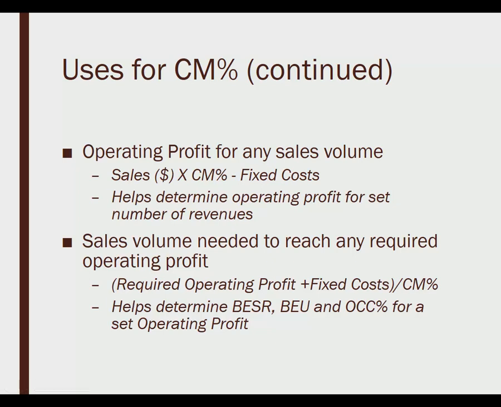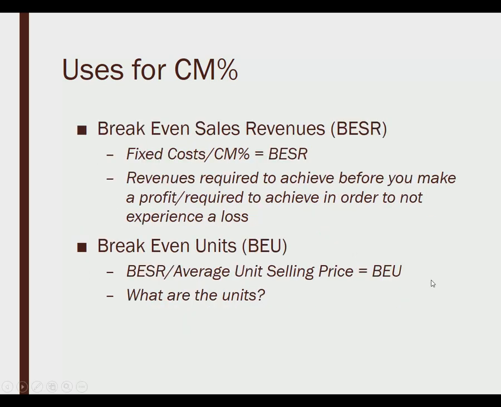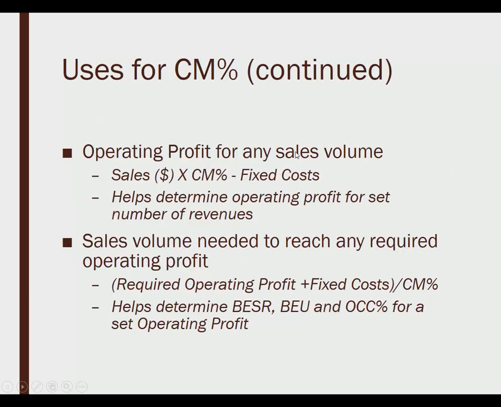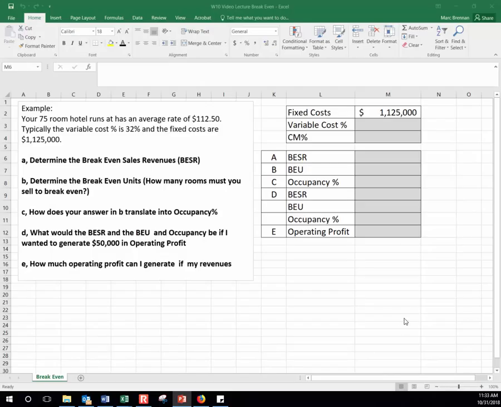We can also figure out a sales volume needed to reach any required operating profit, and that's the bottom-up part. Required operating profit is your income before tax plus fixed costs, divided by your CM percentage. Well, CM percentage is 1 minus your variable cost percentage. So really, we've been doing this math already with the bottom-up pricing. It's just now we're using our break-even. So it helps determine break-even sales revenue, break-even units, and occupancy percentage for a set operating profit. That's really our bottom-up approach to pricing. But let's go through an example.